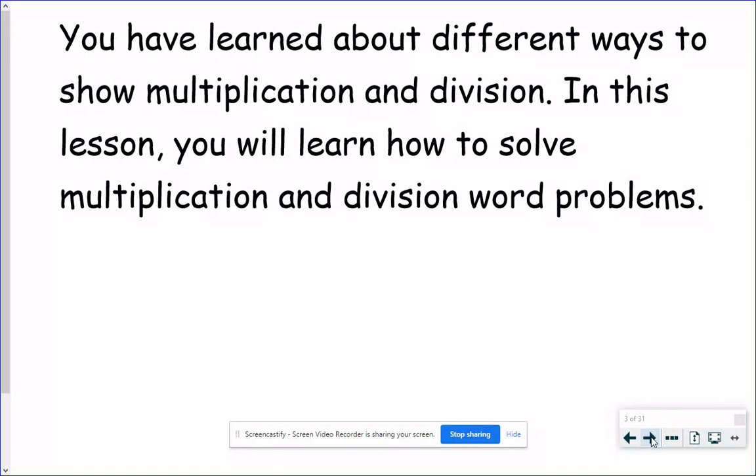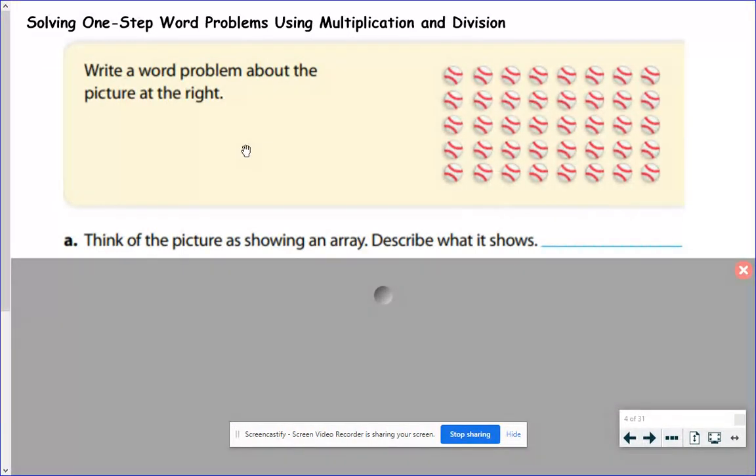So we have learned about different ways to show multiplication and division over the past several weeks. In this lesson, over the next several days, we're going to learn how to solve multiplication and division word problems, like our learning target said. Today we're going to look at solving one-step word problems using multiplication and division. So we're going to have one step. It's not going to be more than one.